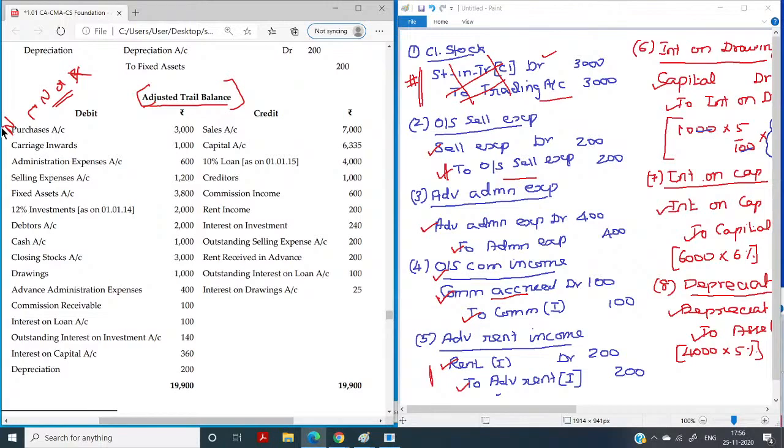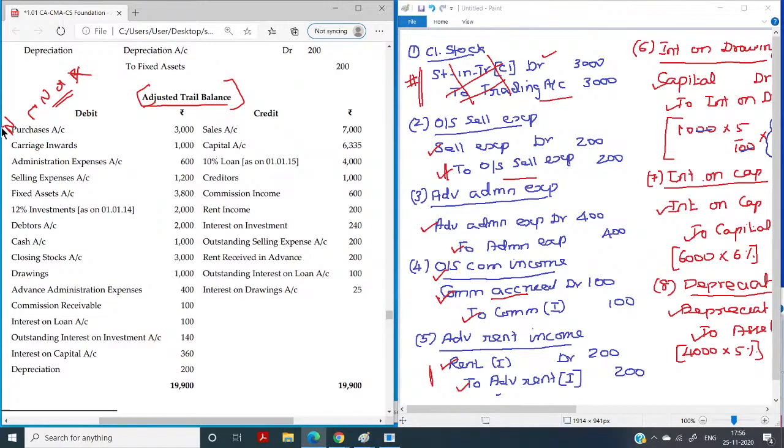How to adjust? Just now I explained the adjustments for the opening journal entry, opening stock and closing stock. After the adjustments of opening stock and closing stocks with the purchases, the ultimate purchases balance is always a nominal account. This purchases will go to the nominal account of final accounts. So while preparing the final accounts, nominal account. The final accounts of the nominal account is nothing but trading and P&L account. It will go to the trading account.